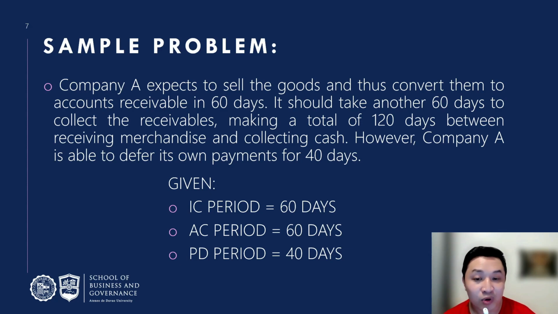So for us to compute the cash conversion cycle, I have identified the givens. The first one, the IC, or the inventory conversion period, is 60 days. The average collection period is 60 days, another 60 days. And the payables deferral period is 40 days. Now, let's proceed to the next slide for us to compute the cash conversion cycle.